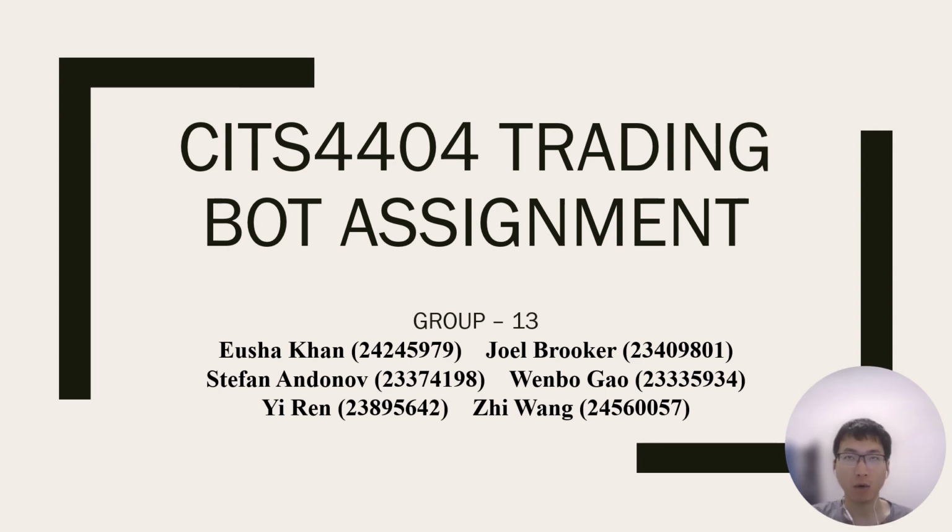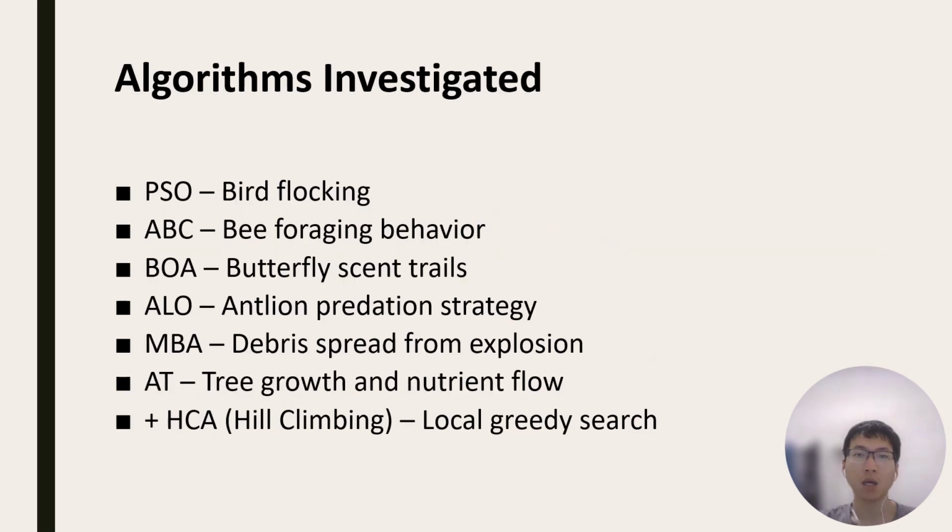I'm Zhiwang. I will begin by giving a short overview of the optimization algorithms we explored in part 1 of our project. To build a robust Bitcoin trading bot, we needed algorithms that could handle complex, high-dimensional, and noisy search spaces, which are common challenges in financial trading. So we focused on 6 nature-inspired algorithms, each of which simulates a natural phenomenon, to explore the solution space.